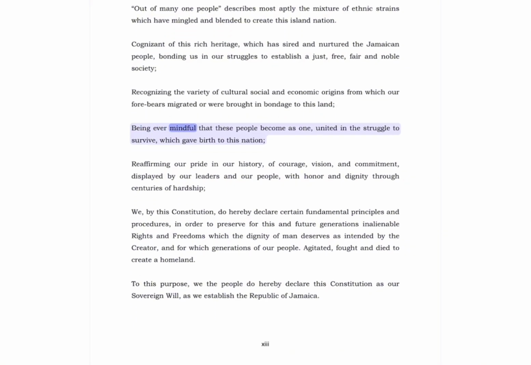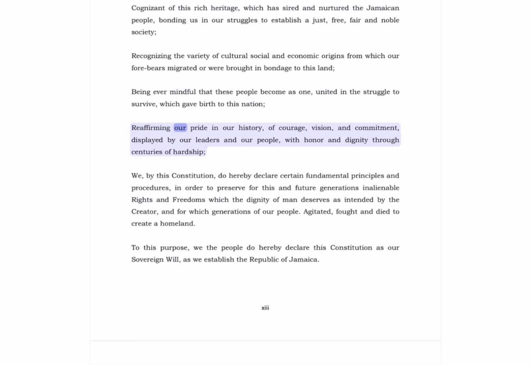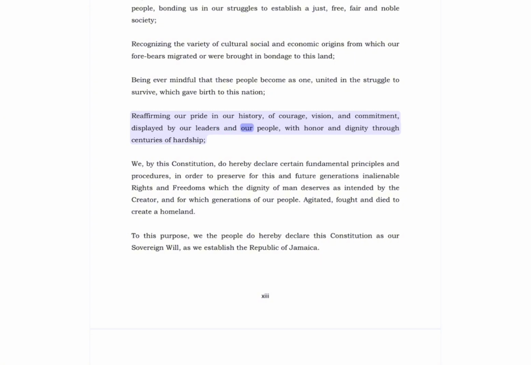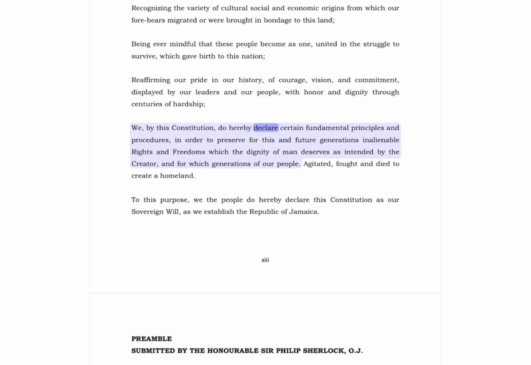Being ever mindful that these people became as one, united in the struggle to survive, which gave birth to this nation. Reaffirming our pride in our history of courage, vision, and commitment displayed by our leaders and our people, with honor and dignity through centuries of hardship, we, by this Constitution, do hereby declare certain fundamental principles and procedures.